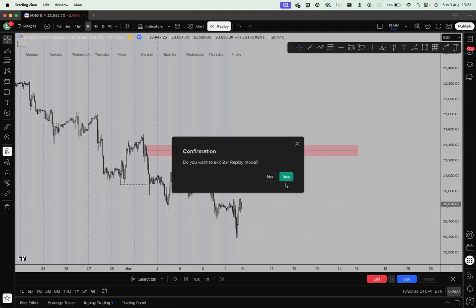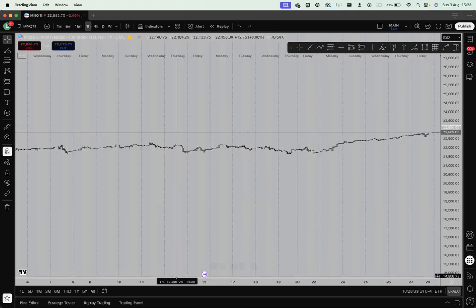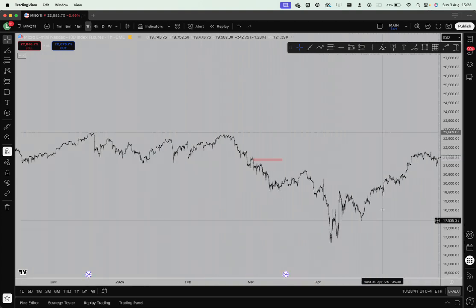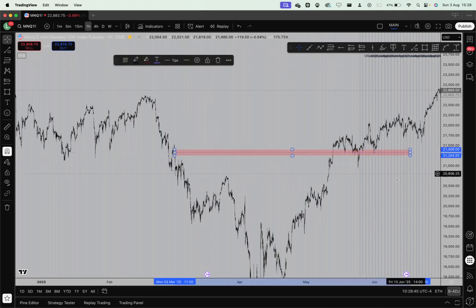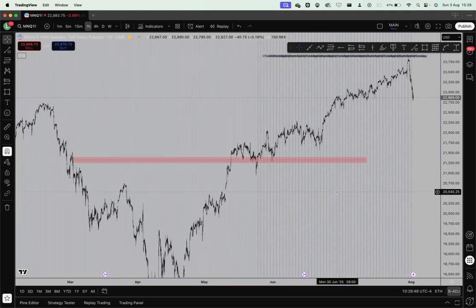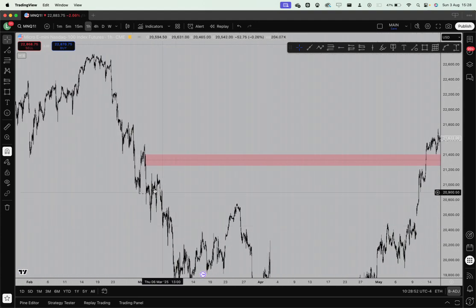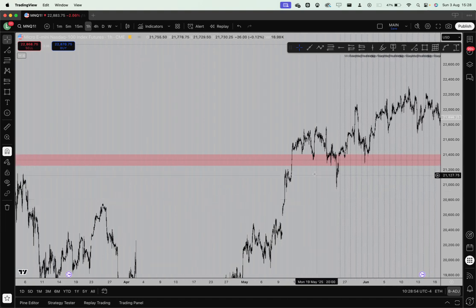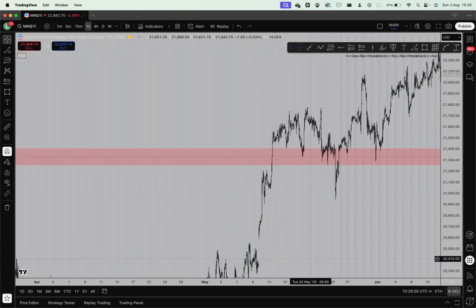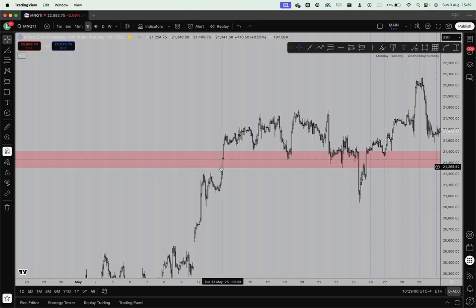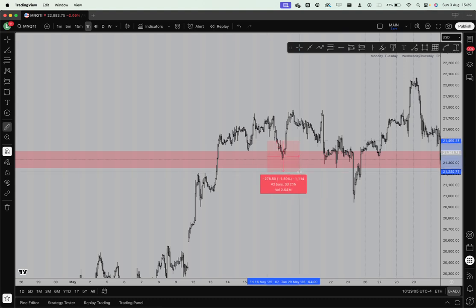Let's just be quicker. Let me go back through and find it. So there's our order block. Let me pull it all the way out. And as you can see, it's coming up to nearly a month later. We've broken through this level. We're using it as support.